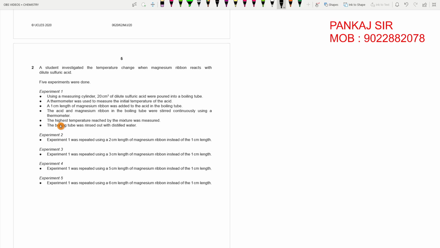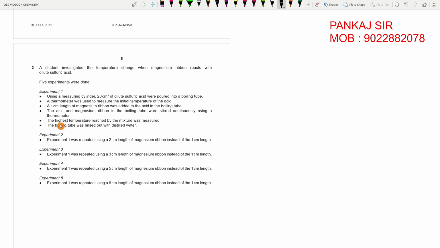is H2SO4, dilute sulfuric acid. And this reaction will give you magnesium sulfate and hydrogen gas, right? The reaction, basically. Now let us see what the experiment is saying.